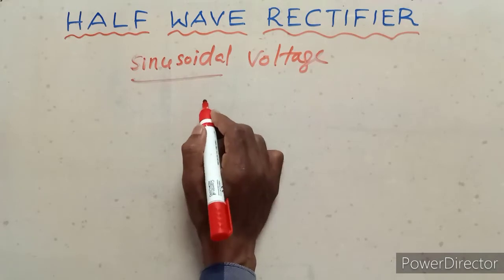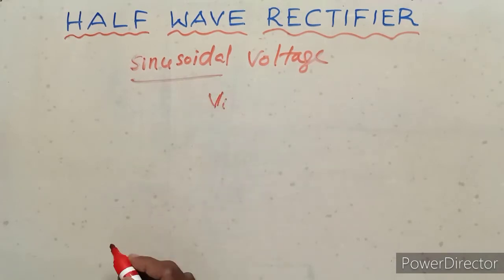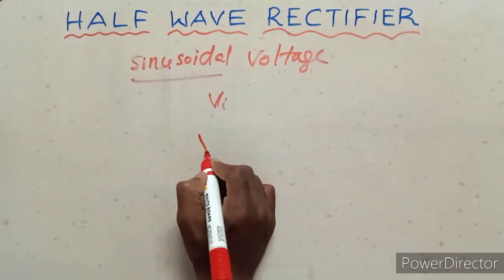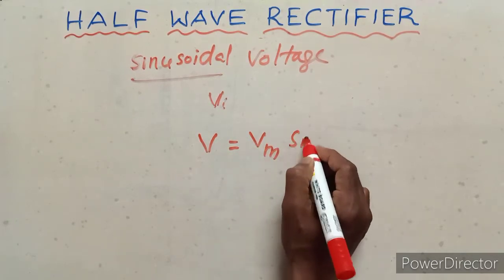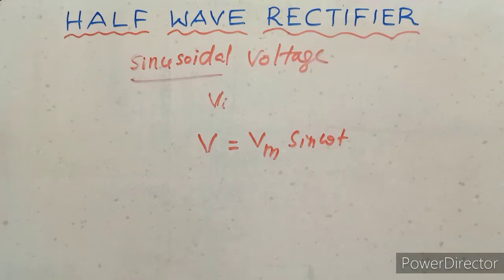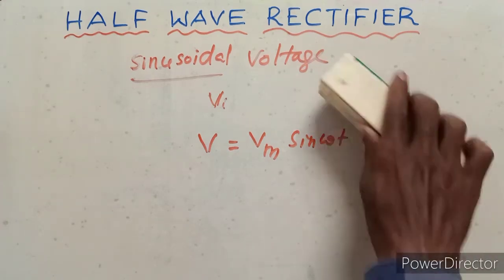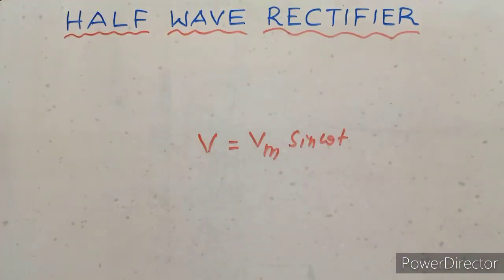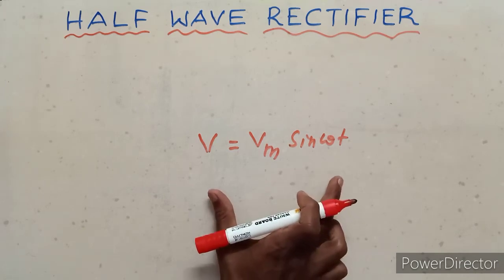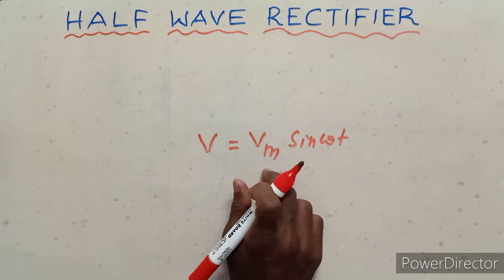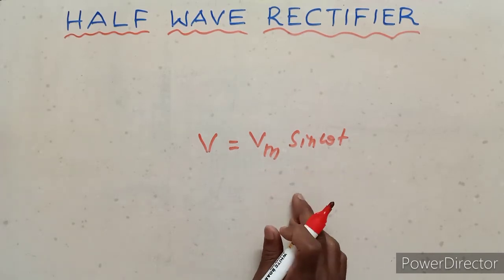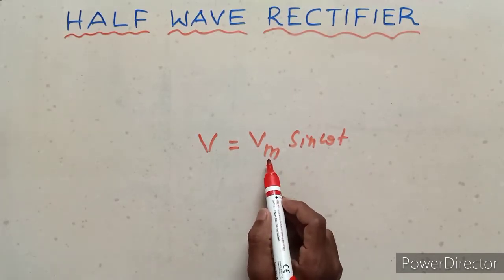Sinusoidal voltage, that is the input voltage. Voltage equals Vm sin omega t. This is the general form of the AC voltage. AC voltage equals maximum voltage times sin omega t. Here, Vm is the maximum voltage.